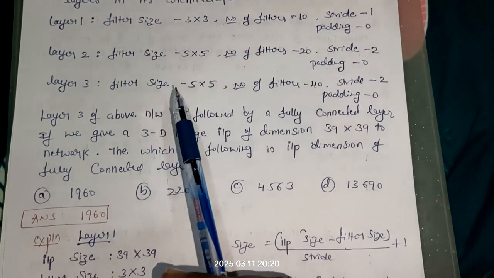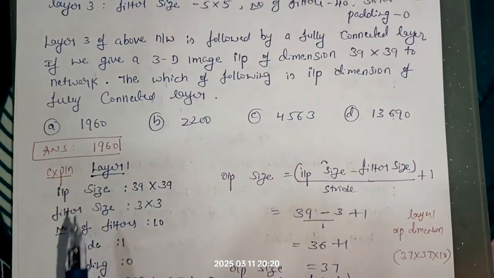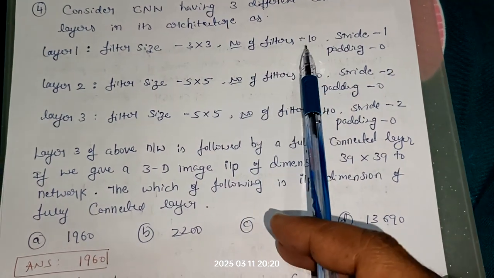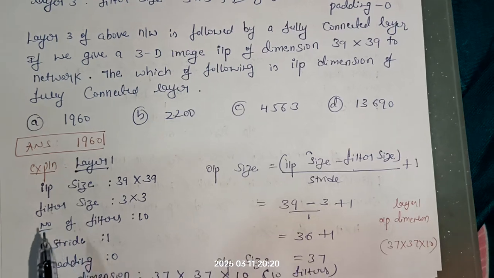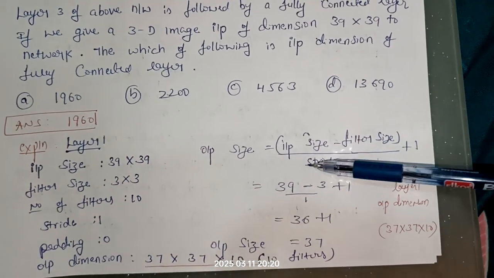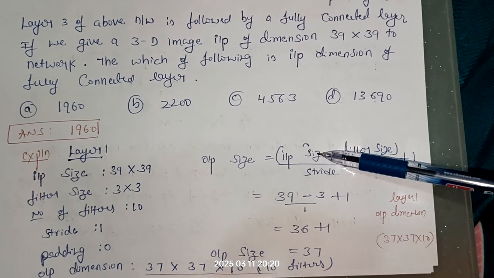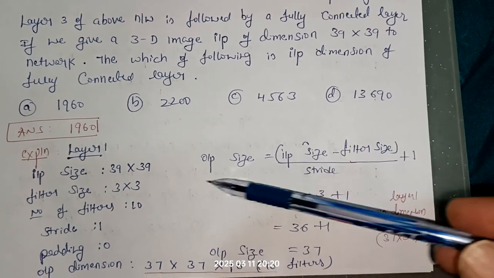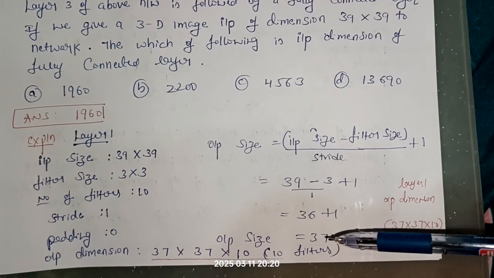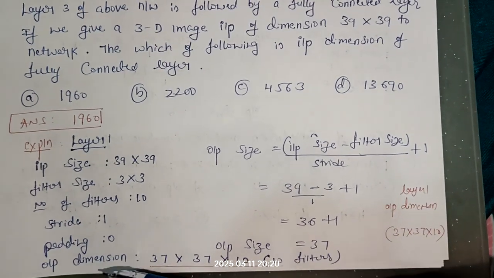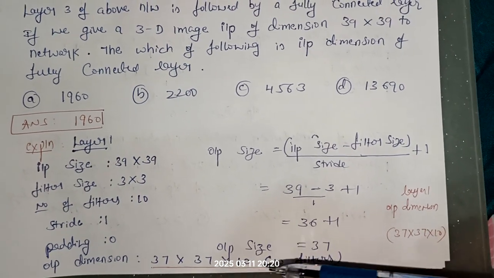Filter size. For the first layer, what is the filter size? 3 cross 3. What is the number of filters for the first layer? 10. What is the stride? 1. We'll write all those things, then apply the same formula: output size equals input size minus filter size divided by stride plus 1. So it is 39 minus 3, then the output size is 37. So from the first layer, output dimension will be 37 cross 37 into 40.